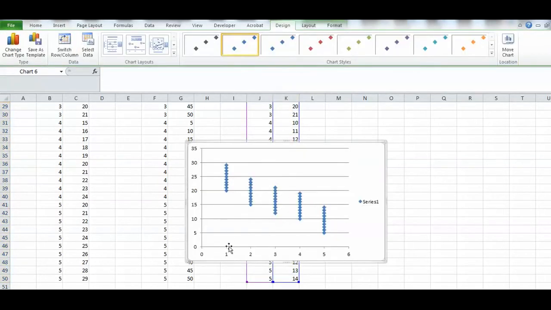The people with one child are working the most. The people with 2 children are working less. The people with 3 children are working even less. The people with 4 children are working even less, and the people with 5 children are working the least. So this is a negative correlation. As the number of children goes up, the hours of work goes down. And it looks like a pretty strong negative correlation.